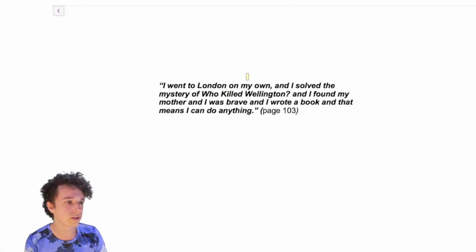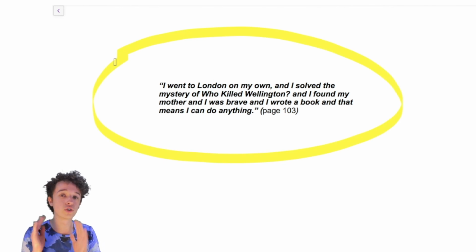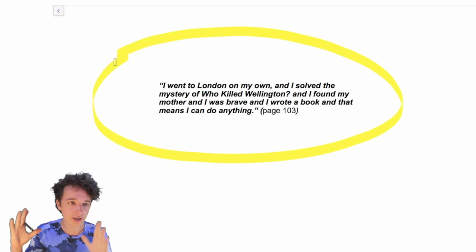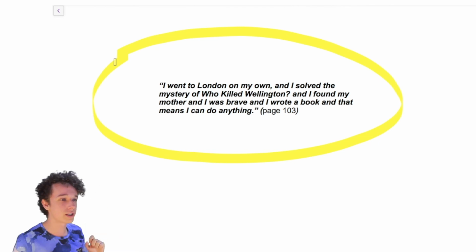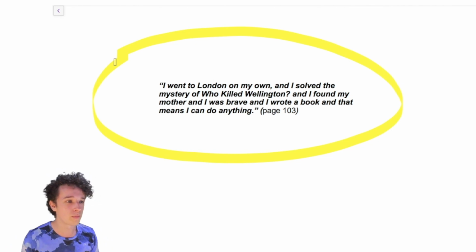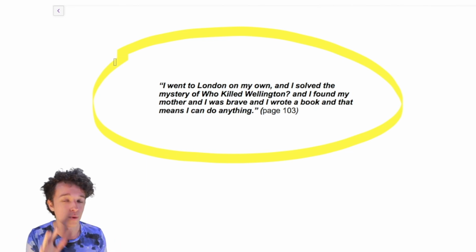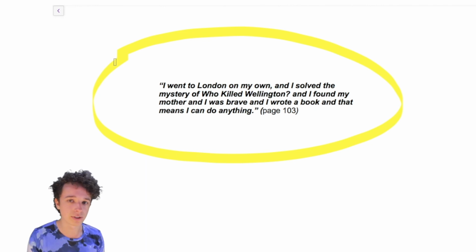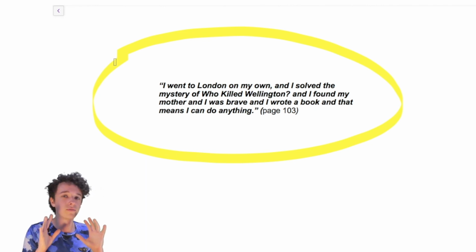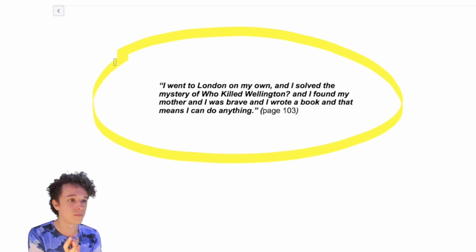And this final quote is itself evidence of how the genre has shifted from murder mystery to coming of age. As Christopher states, "I went to London on my own and I solved the mystery of who killed Wellington, and I found my mother and I was brave and I wrote a book, and that means I can do anything." Not only is this evidence of the shift in genre, but it's also one of many examples of his awkward writing, his trailing sentences, his tendency to reference things very specifically. Instead of saying, "I solved the mystery of the dog that was killed," and just leaving it at that, he says, "I solved the mystery of who killed Wellington," and he writes it with a question mark as well.